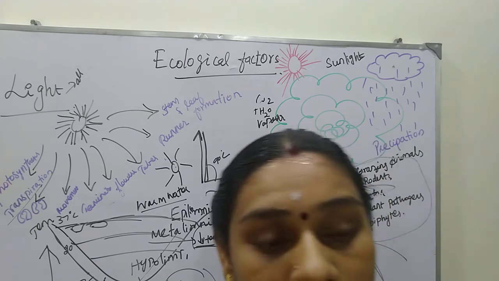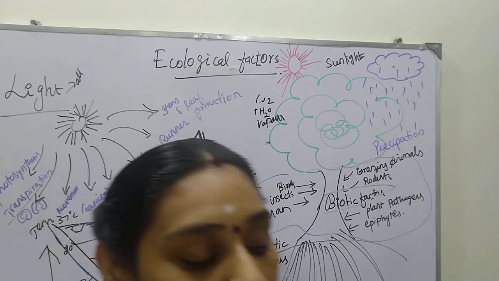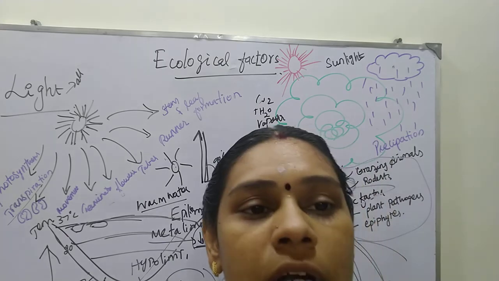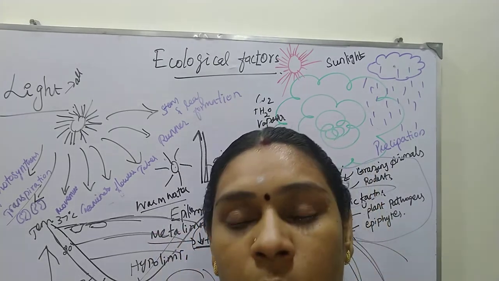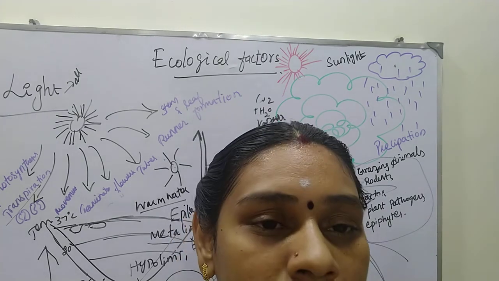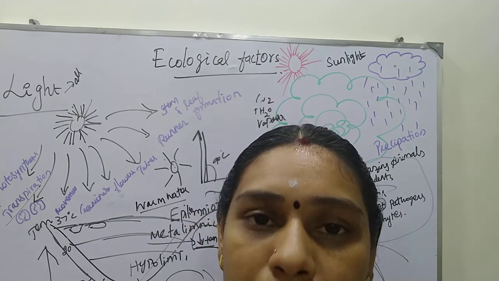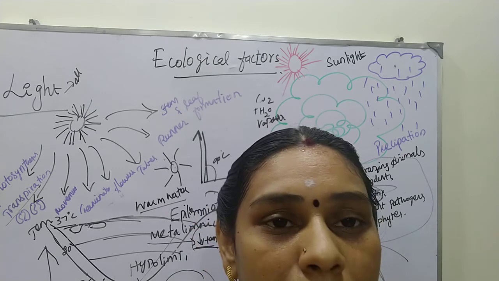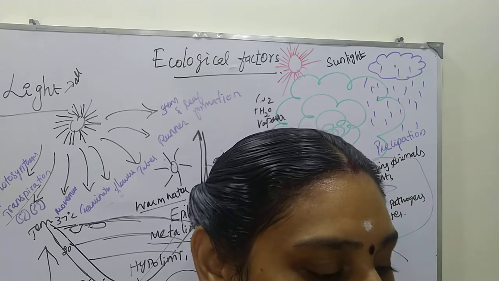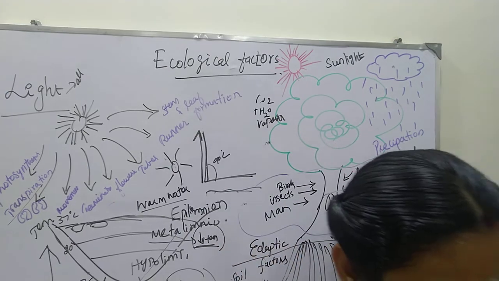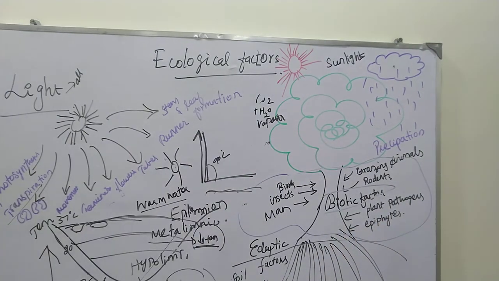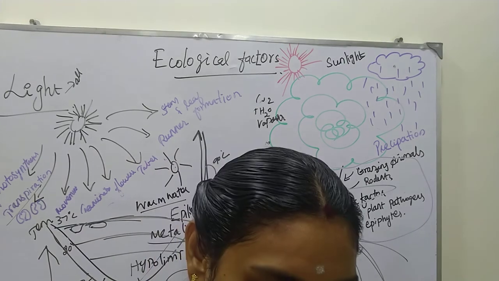Okay, and lower temperature with high humidity will cause the spread of disease to the plant. That is, where humidity is more, wet places with low temperature will cause disease to the plant. And also varying temperature and moisture determine the distribution of vegetation types. So these are all the different effects caused by the temperature.